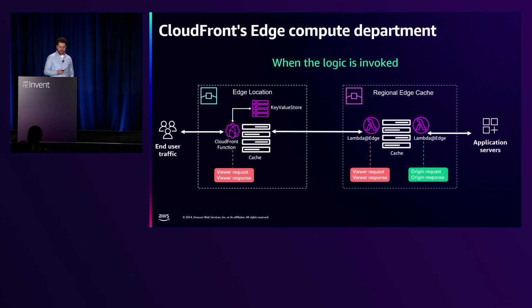Now, switching directions on the response path, the order is reversed, as you may expect. And we have origin response logic, which intercepts the response from the origin right after it's received. Then we also have viewer response, which is triggered just before the response is dispatched to the viewer. And so, as you may imagine, all of those event triggers also strongly determine what type of use cases are applicable for each of them.